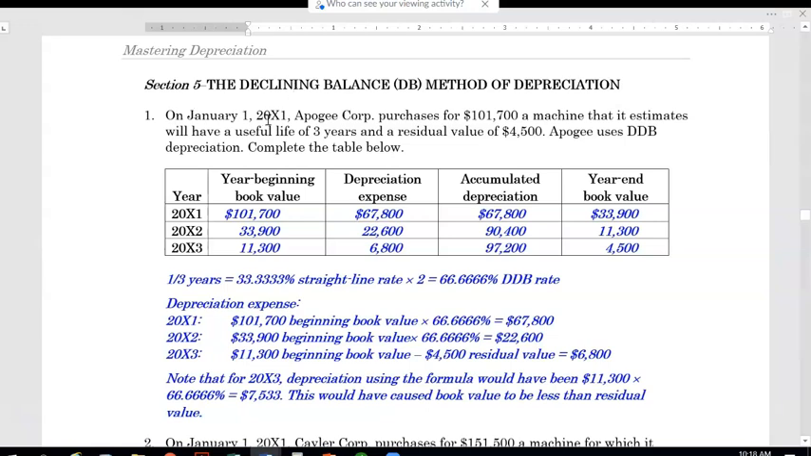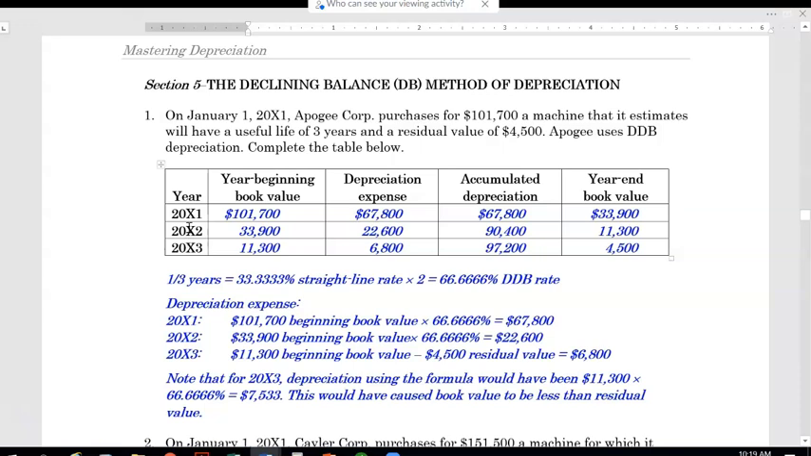So here says in January of 2021, Apogee Corporation purchases for $101,700 a machine that is estimated will have a useful life of 3 years, important, and the residual value of $4,500, which we don't need at this moment, as we just talked about. Apogee uses double declining balance depreciation. Complete the table below. Okay, so we want to do it for 3 years.